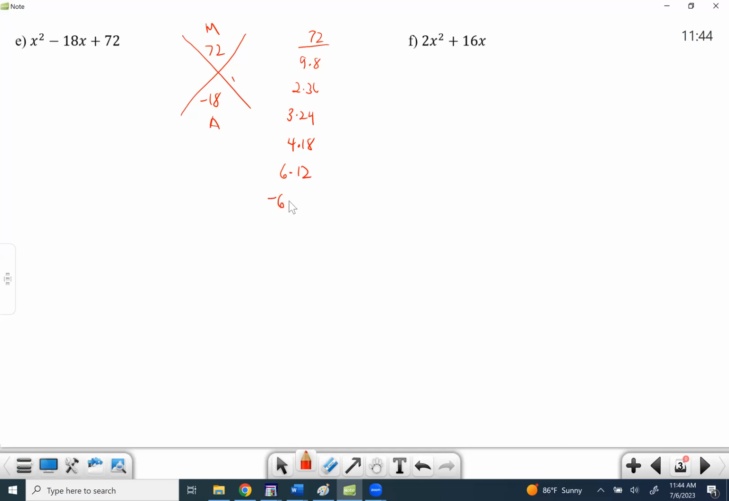It's going to have to be negative 6 times negative 12, because a negative times a negative is a positive. So when you multiply those, you'll get positive 72, but a negative plus a negative stays negative. So that's why we get the negative 18.